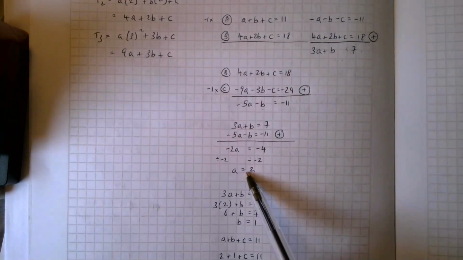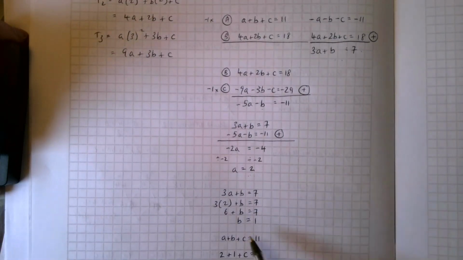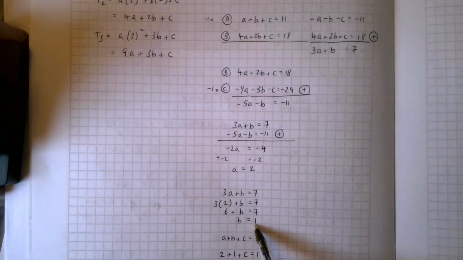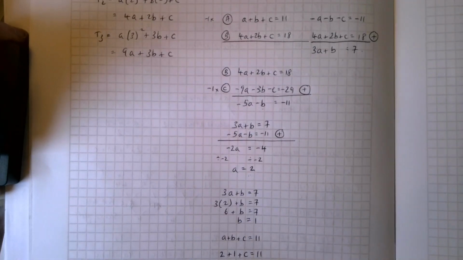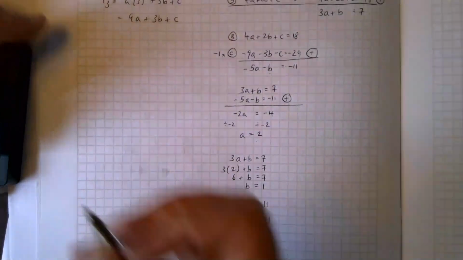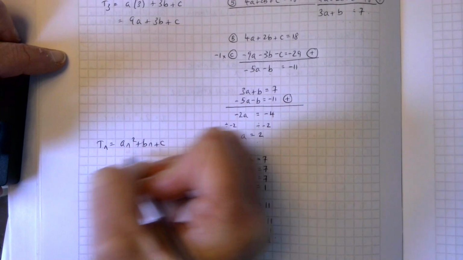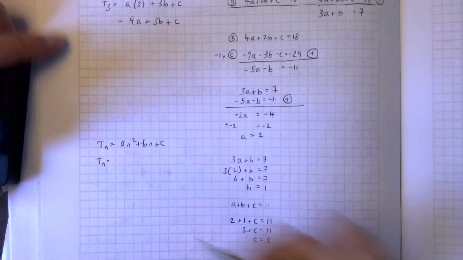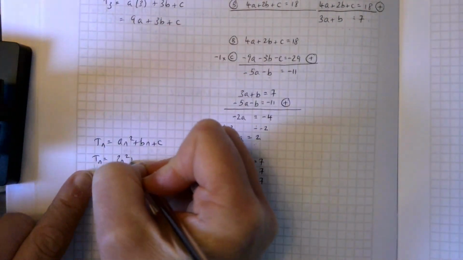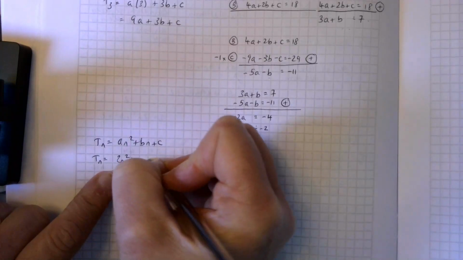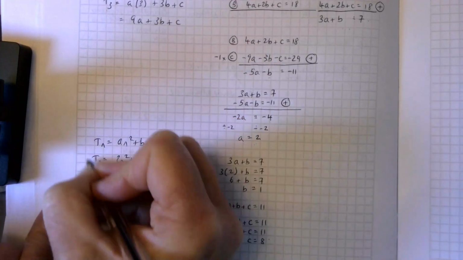I found out what a was, 2. Then I could find out what b was by subbing a back in. Then I could find out what c is. So now I have Tn is equal to an squared plus bn plus c, so Tn is equal to 2n squared plus n plus 8. And that's my general term.